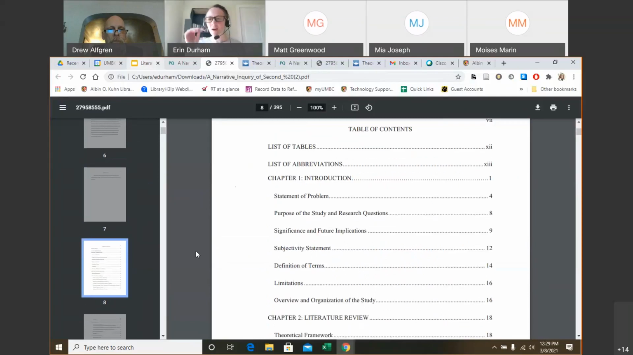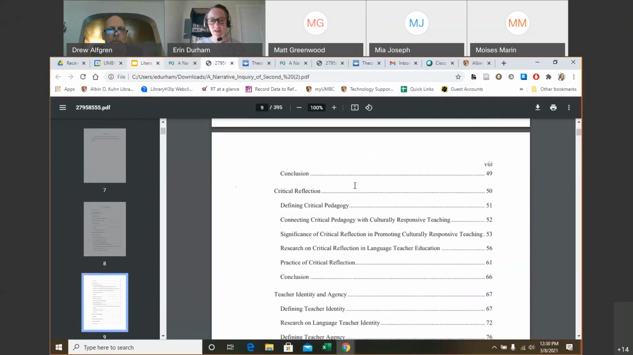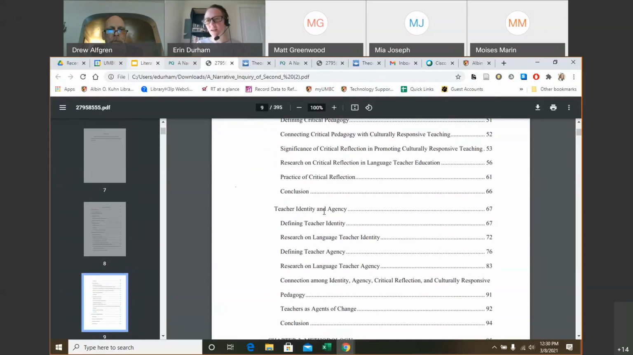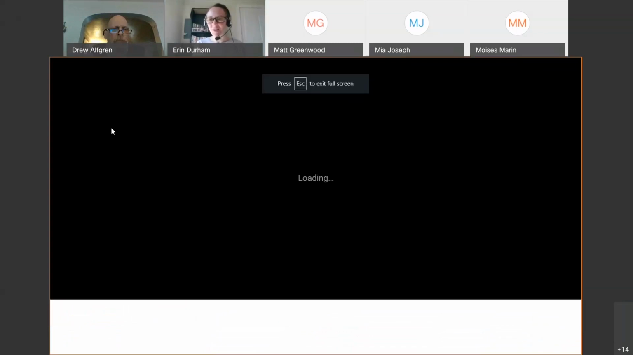They identified from that area what are the buckets? What are the themes that are useful that I need to discuss before I present my original research? So they picked culturally responsive pedagogy, they discussed critical reflection, and teacher identity and agency. So hopefully, as you're starting to write your notes down, as you're getting a sense of the different scholars, you should be able to start writing your own headings and subheadings and identify those.